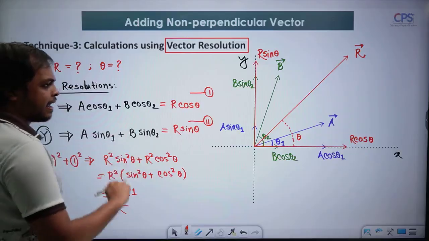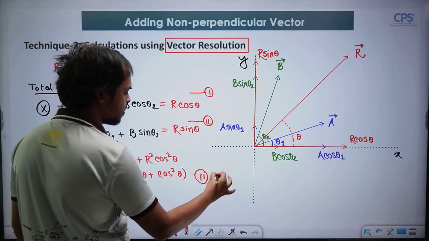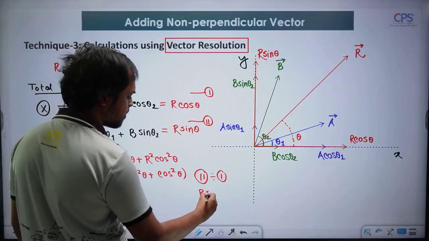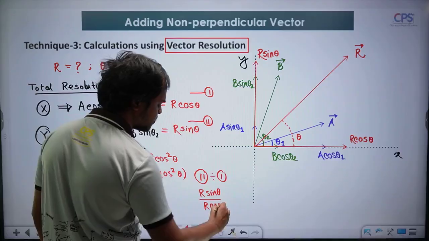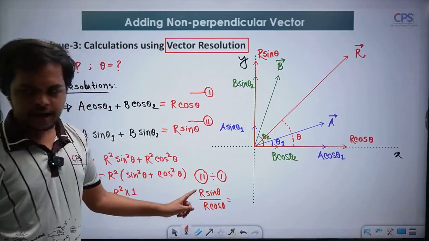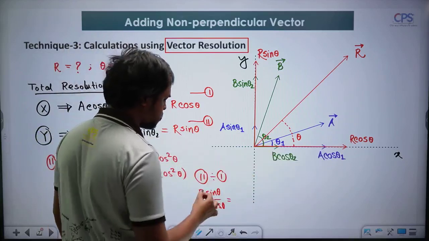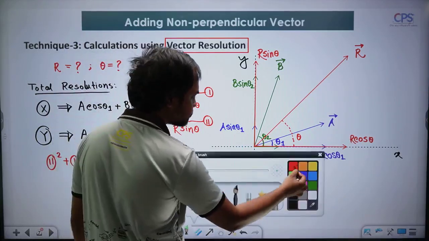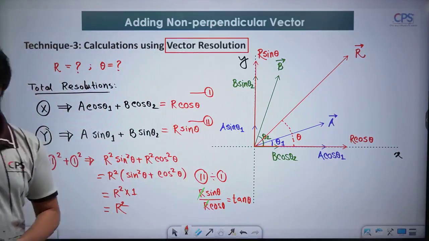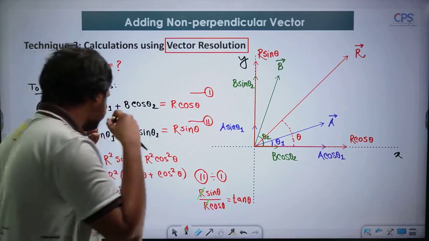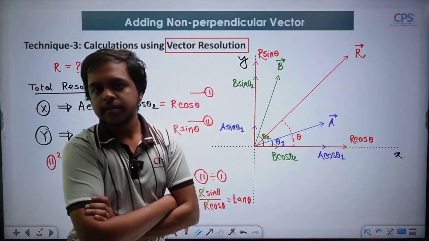And what about the angle? If you divide 2 by 1, so R sin theta by R cos theta, R will be cut from the equation. R cuts R, so you will get tangent of theta only. So that's it. Tangent of theta equals sine theta by cos theta. So you will get both the resultant's value and the angle as well.